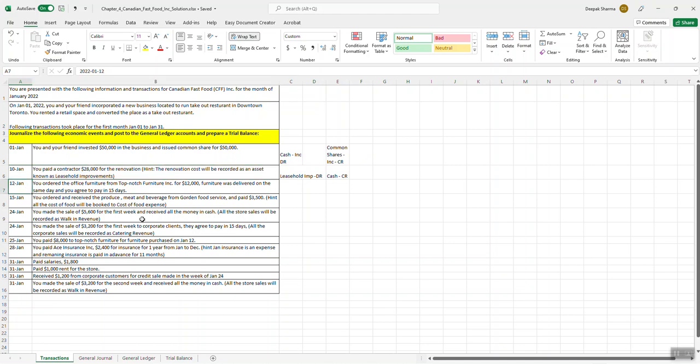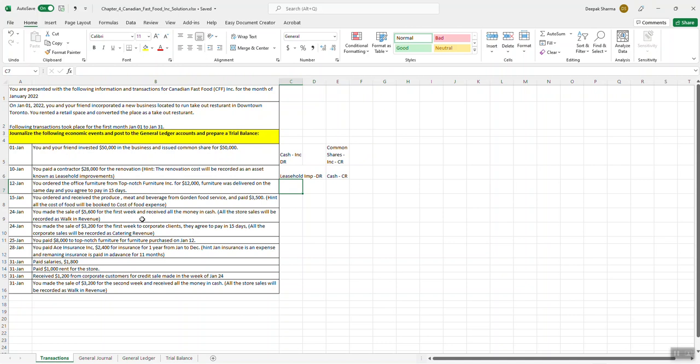January 12, you ordered the office furniture from a top notch furniture for $12,000. The furniture was delivered on the same day, and you agreed to pay in 15 days. Okay. So in this case, you bought furniture. You ordered furniture, and you got the delivery on the same day as well. So technically you have furniture in your business. You bought furniture. Okay, and did you pay? No, you did not pay. You agreed to pay in 15 days.